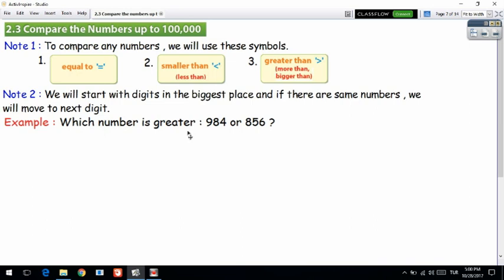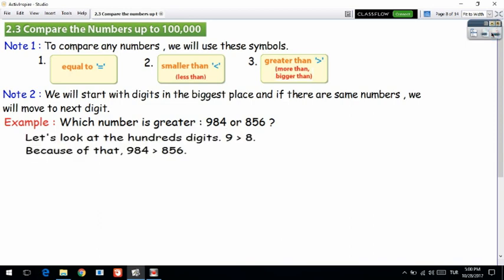Which number is greater, 984 or 856? Everyone knows how to solve this kind of question, but I will remind you. First, we have a rule. Let's look at note 2. We will start with the digits in the biggest place. Ones, tens, hundreds. In the hundreds place we have 9 and 8. Which one is the bigger? 9. So because of that, 984 is bigger than 856. Let's look at the answer. The same thing.